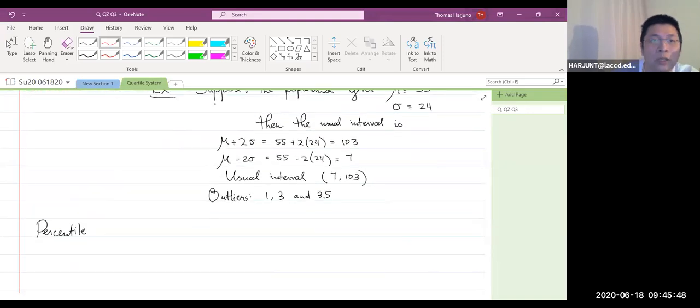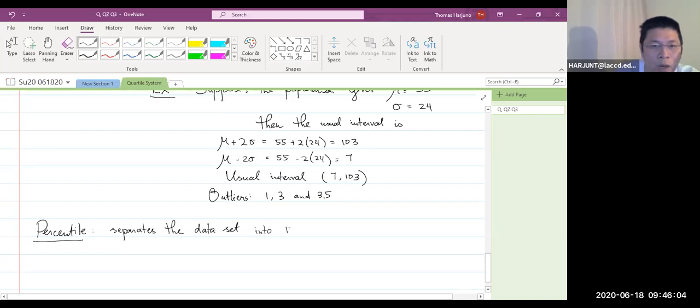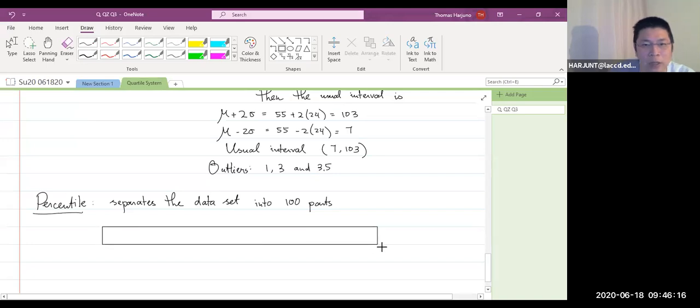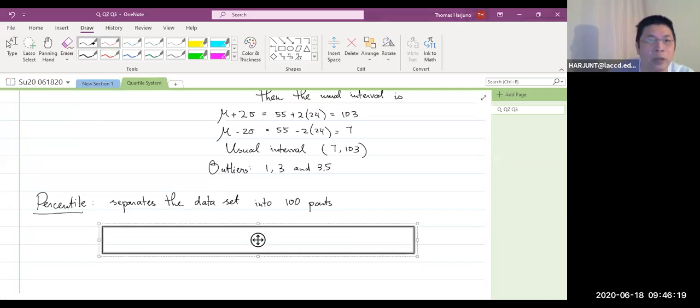Okay, now how about percentile? Percentile separates the data set into 100 parts. So instead of separating it into 4 parts as in quartiles, percentile will separate that into 100 parts. So you can imagine, suppose this is our data set, then it will break it into 100 parts.